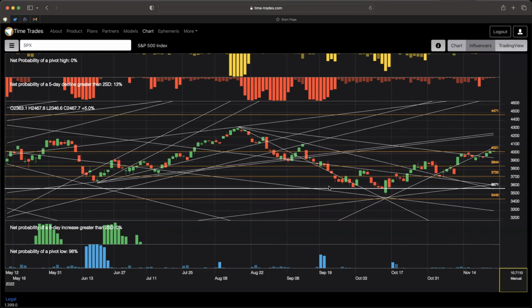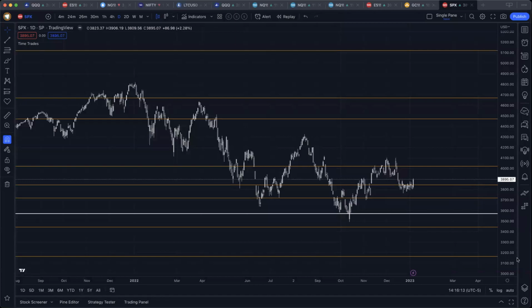And it doesn't have to be to the fourth decimal point. 10.7 is good enough. And now we've squared our SPX chart in TradingView to the same value that we obtained in Time Trades. And we got to this point in just a matter of a few minutes. We didn't have to manually draw a bunch of trend lines on a chart because Time Trades did that for you automatically. So that's a huge time saver right there.